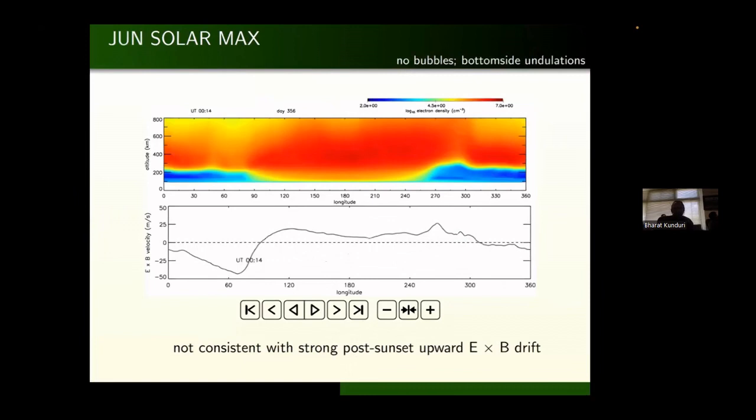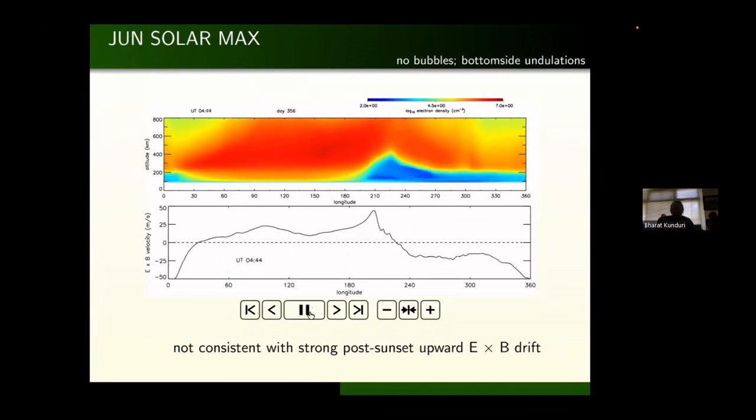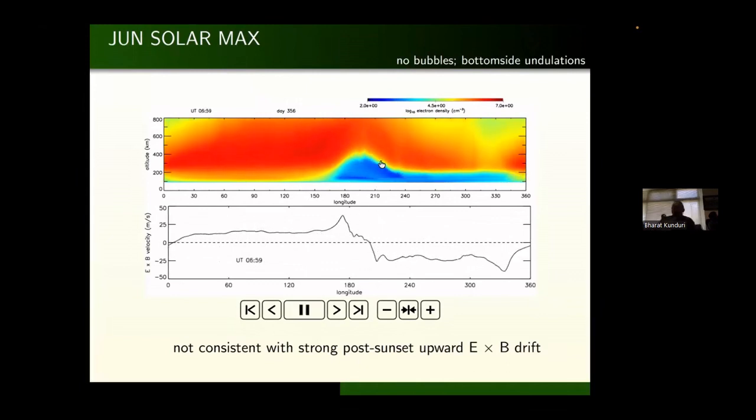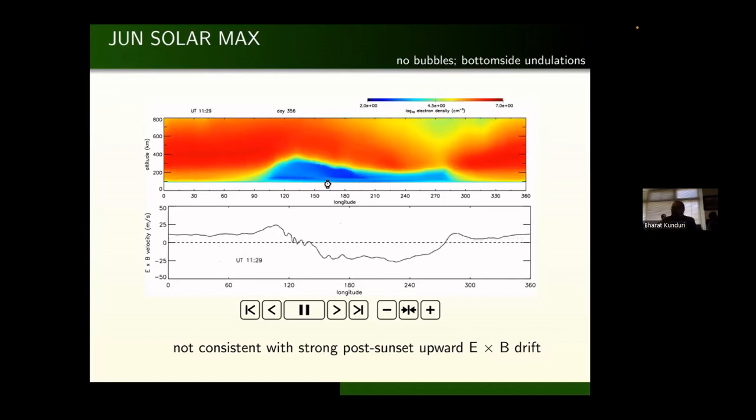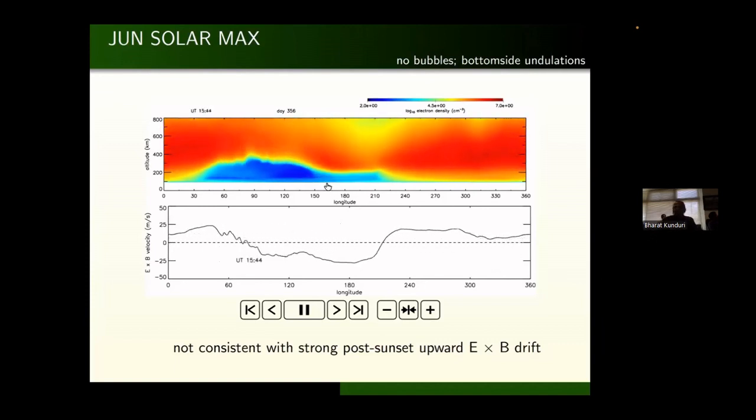So this is June solar max. If I play this, if I stop here, again, what we see is this drift. It's approaching 50 meters a second, and we're getting some upward things, but no bubbles ever form. You get some fluctuations, but no bubbles.